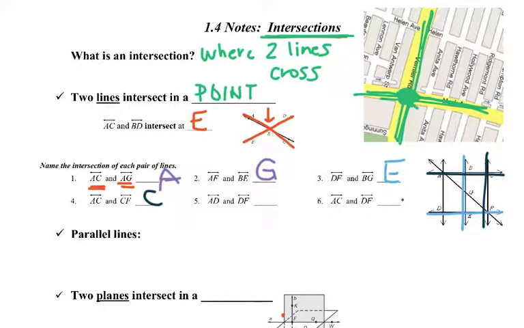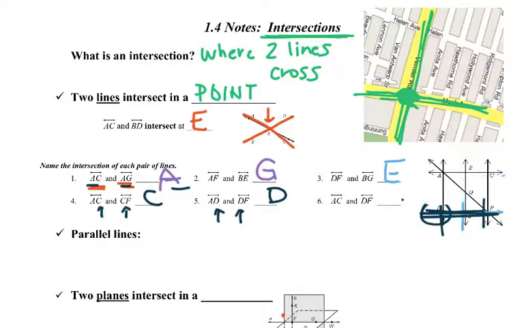Now I noticed something. I noticed that those two lines both had the letter C in them, and that's where they crossed. And if you look back here, these two lines both had A in them, and that's where they crossed. So if they ever share a letter, like here I see AD and DF, I automatically know it's going to be D. I can check. So here's AD and here's DF, and sure enough, they cross at D.